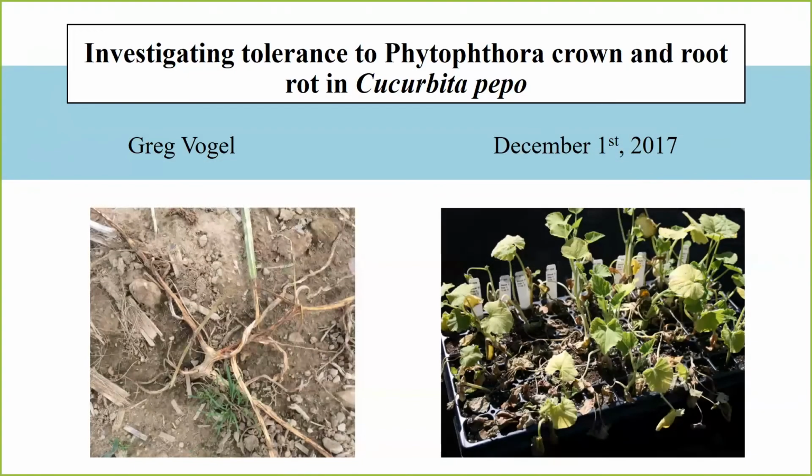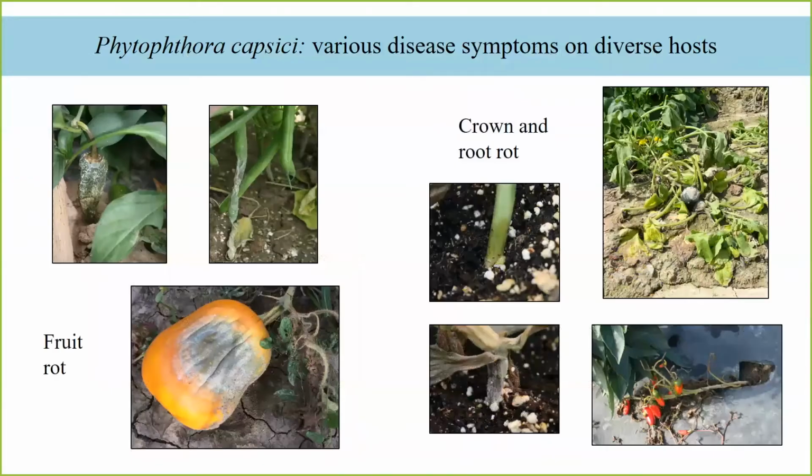Okay, thank you, Kevin. I'm going to continue our discussion of Cucurbita pepo and talk about the work that I've been doing looking at resistance to the disease Phytophthora crown and root rot. So the causal agent of this disease is Phytophthora capsici, which infects a wide variety of plants, including many economically important vegetable crops, such as most solanaceous species, all cucurbits, and some legumes as well.